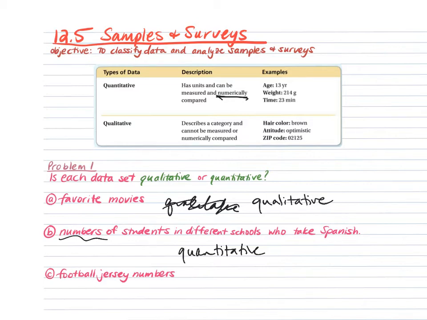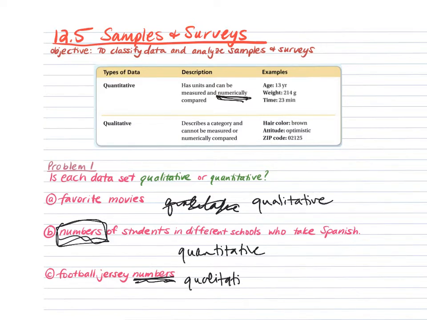Okay, I kind of tricked you, or confused you in this one because I said, oh, look, numbers, then we know it's quantitative. This one says football jersey numbers, so that makes us think it would be quantitative. But football jersey numbers just don't mean anything as a number, right? You can't add them, you can't compare them numerically. So this is actually qualitative data.